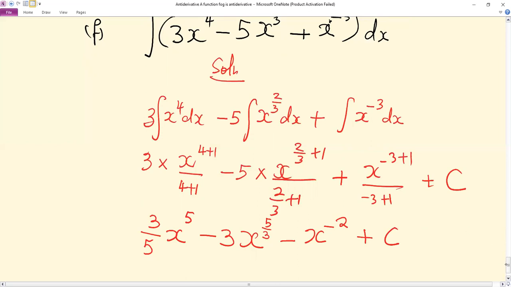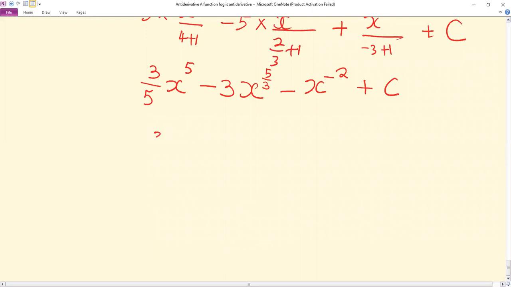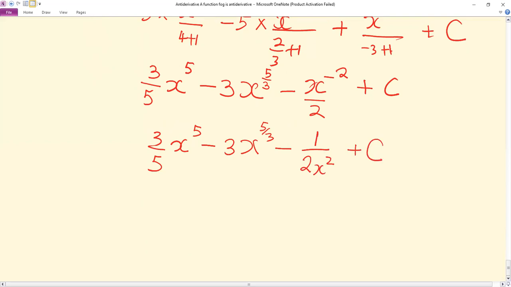Or we can write it as 3 over 5 x to the power 5 minus 3 x raised to the power 5 over 3, and then minus, since minus 3 plus 1 is minus 2, you can write this one as 1 over 2 x squared, plus c.